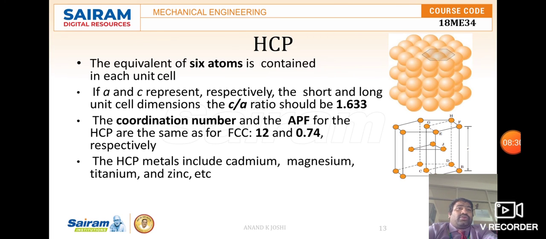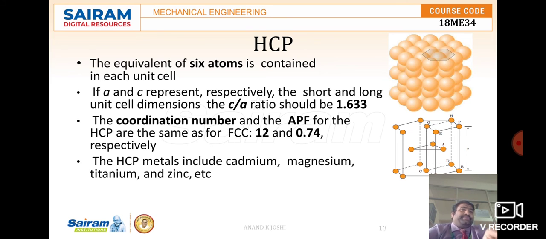HCP has the equivalent of 6 atoms contained in each unit cell. You can count it: 1, 2, 3, 4, 5, 6. One atom will be there at the center. If A and C represent the hexagonal shape dimensions, short and long, there is a C by A ratio. It should be 1.633. That is the ratio they have mentioned.